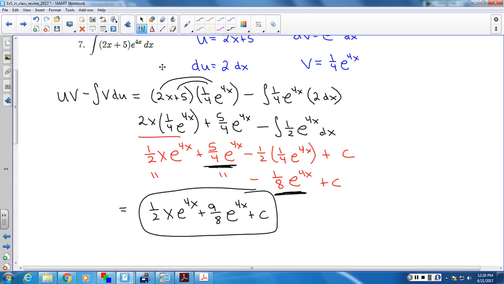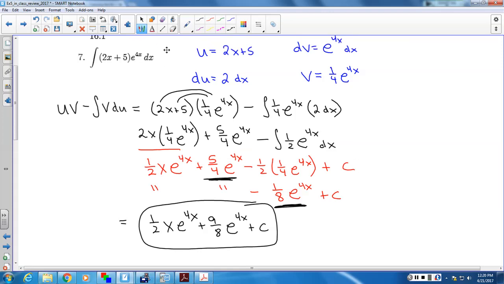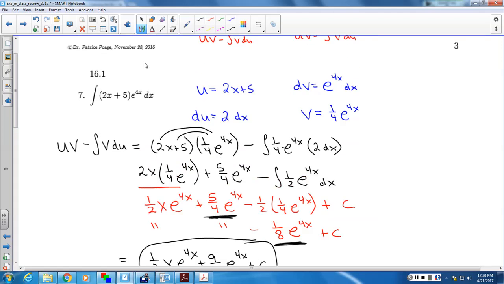All right, so this was e to just a number x. Sometimes that's u substitution, but usually it's integration by parts.